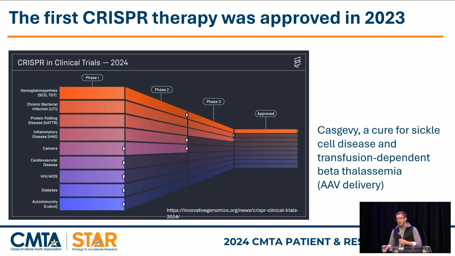So the very first CRISPR therapy in humans in the US was approved last December, and that was actually for blood disorders. But as you can see, there are many others in the pipeline advancing through phase 2 and phase 3 trials, and these numbers will just continue to stack up. What you don't see on here yet are neuromuscular disorders, but as we've been hearing, those are very much coming along the way in CRISPR as well.